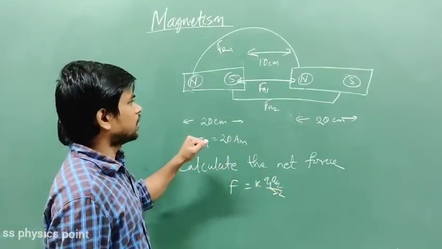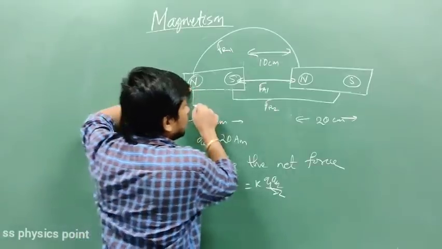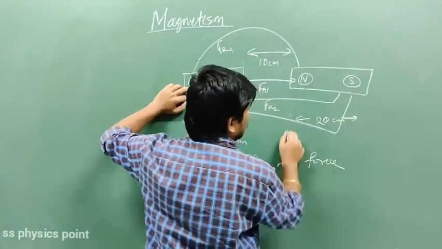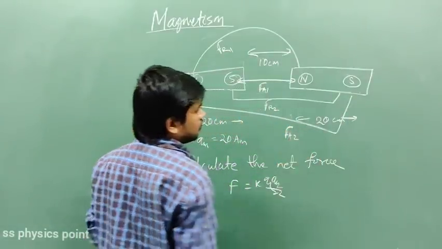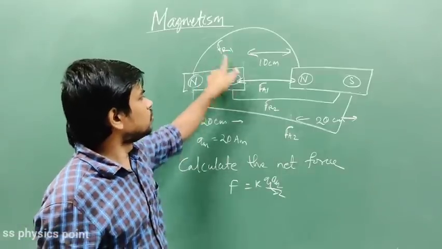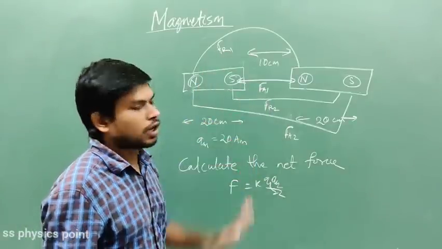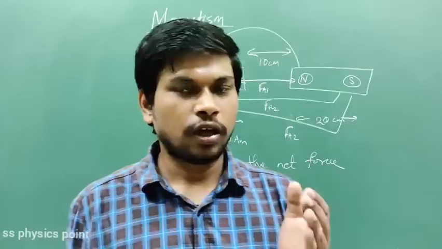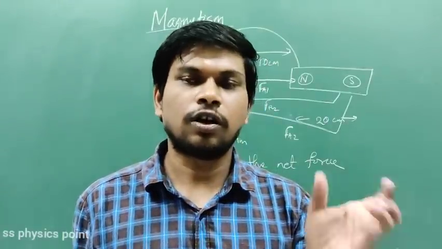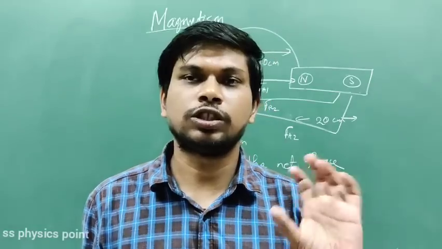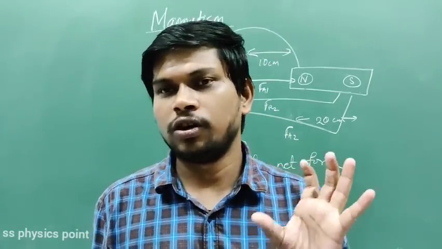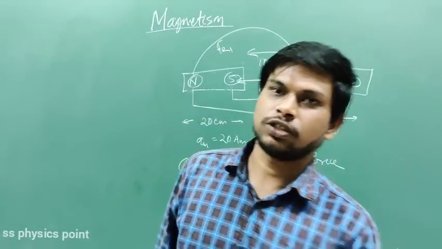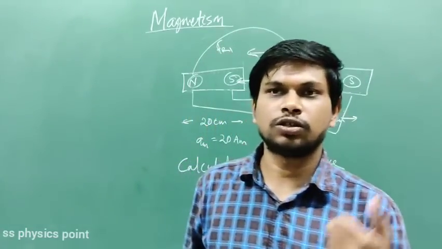Again one more attractive force is there between this north pole and this south pole, FA2. So there are two repulsive forces, two attractive forces, and the net force is how much? F repulsive minus F attractive. Just see which one is greater in value and do the subtraction accordingly: higher value minus lower value.